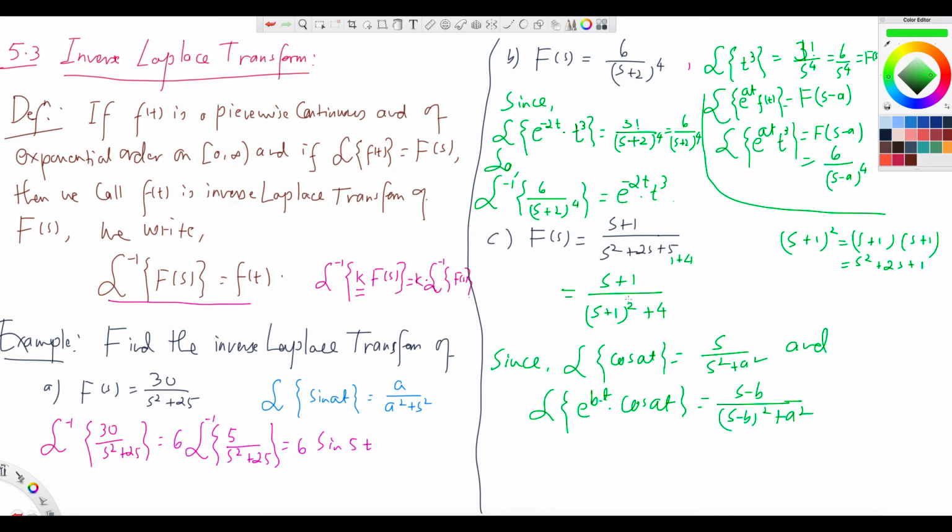Now look at that. Aren't they similar? What should be the value of a? The value of a must be 2, right? Because this is 2 squared. A must be 2, and then b must be negative 1, right?